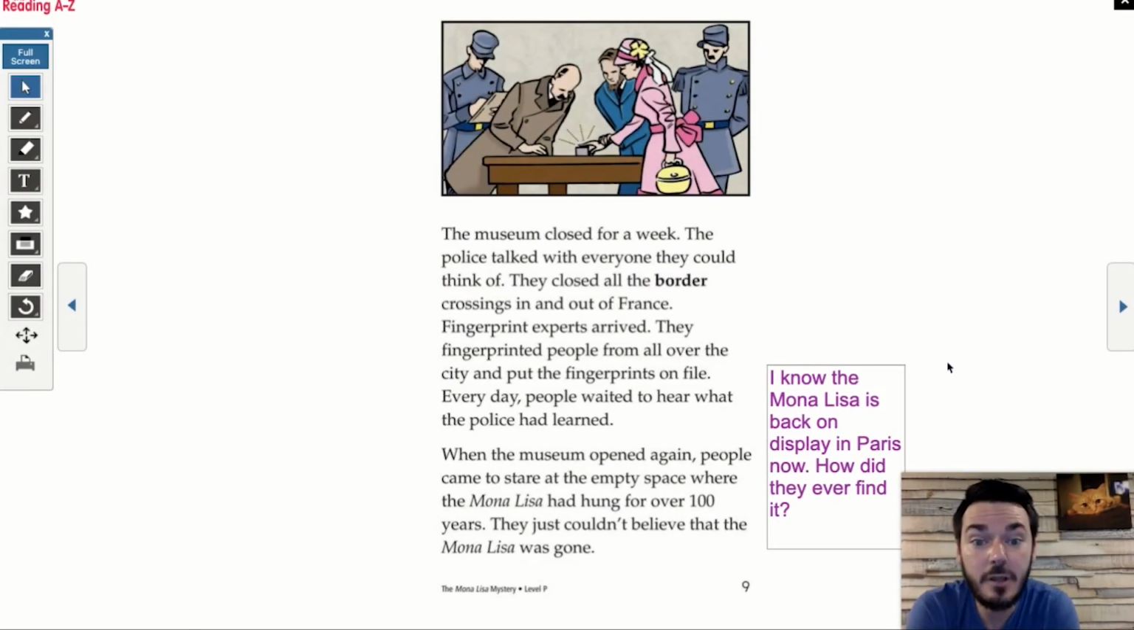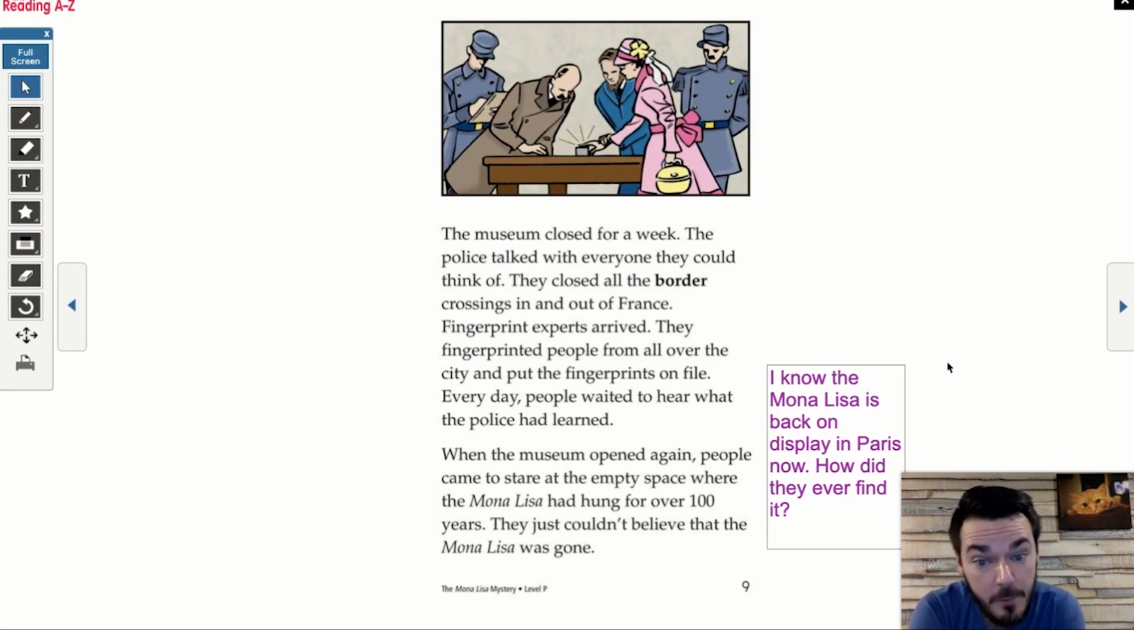The museum closed for a week. The police talked with everyone they could think of. They closed all the border crossings in and out of France. Fingerprint experts arrived. They fingerprinted people from all over the city and put the fingerprints on file. Every day, people waited to hear what the police had learned.